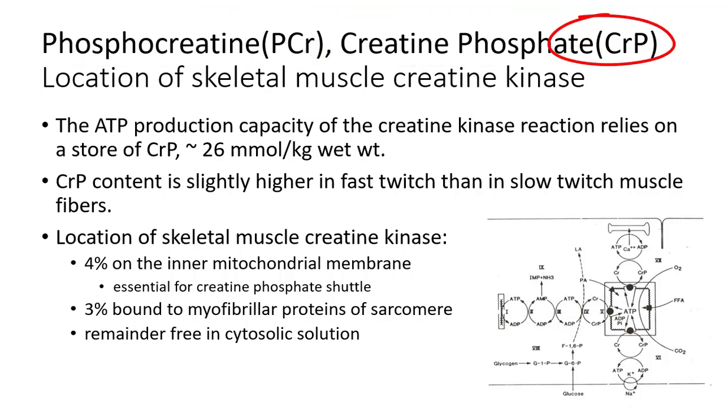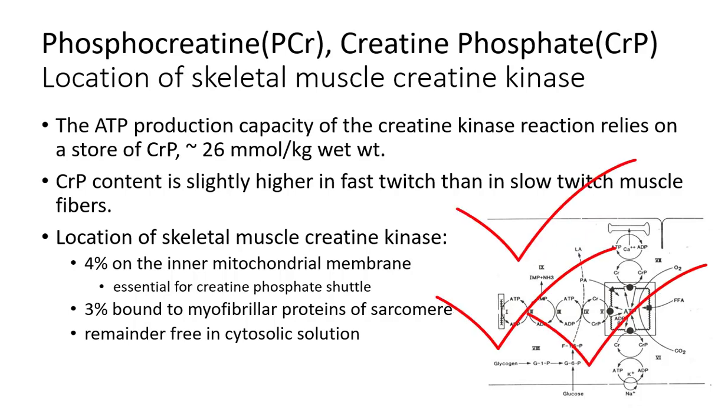Understanding the location of skeletal muscle creatine kinases is important. 4% are on the inner mitochondrial membrane, which is essential for the creatine phosphate shuttle, and 3% are bound to myofibrillar protein of the sarcomere, and the remainder are free in the cytosolic solution. You need to understand creatine kinases are not only located in myofibrillar protein of the sarcomere and cytosolic solution, but also on the mitochondrial membrane.